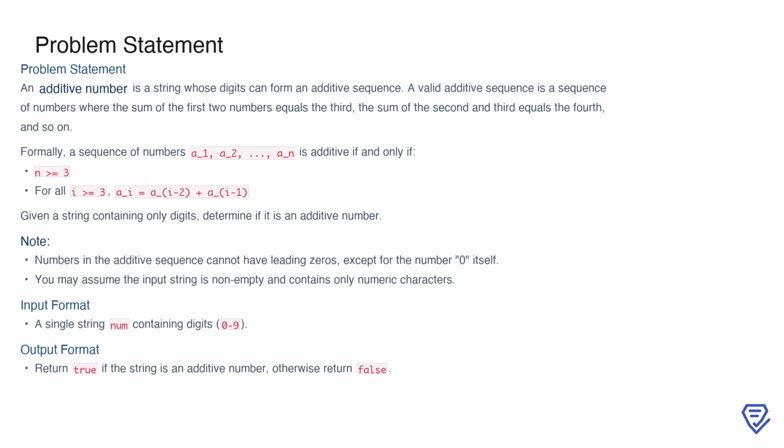Importantly, for a string to represent an additive sequence, it must include at least 3 numbers, and numbers in the sequence cannot start with leading zeros, unless the number itself is 0. Given a string number consisting of digits, your task is to determine if it is an additive number. If it is, return true, otherwise, return false.